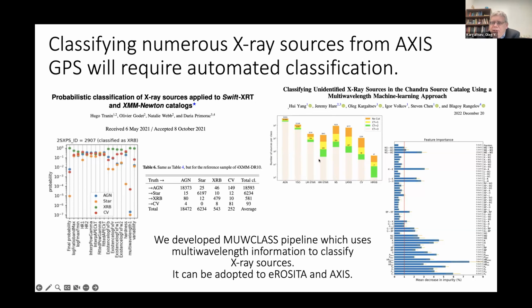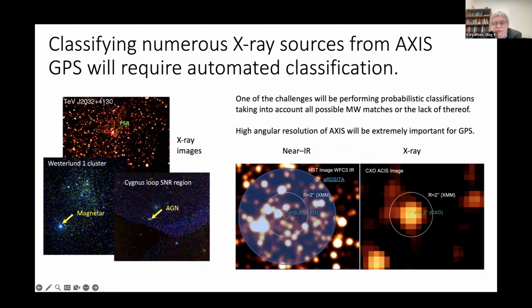The important thing to understand is that we would need to have multi-wavelength information. You can see it in this feature importance plot, which at the bottom has X-ray information, like hardness ratios that we need to measure with Axis, fluxes in multiple bands, variability, but then there's a lot of multi-wavelength information. And with that in hand, we should be able to perform classifications of a large fraction of sources if we are able to identify multi-wavelength counterparts. So on the left-hand side is an example of how an Axis image of some dense region in the galactic plane might look, at the top left, the Westerlund 1 cluster, let's say.